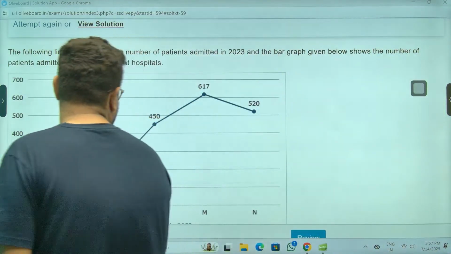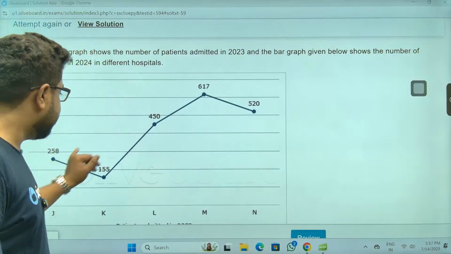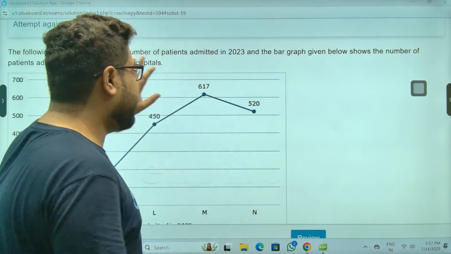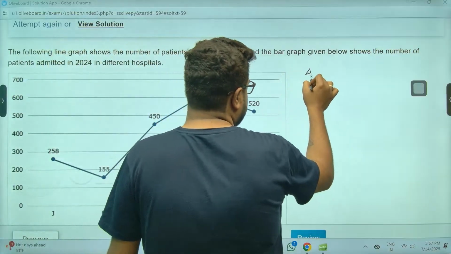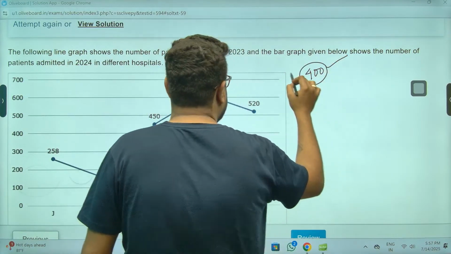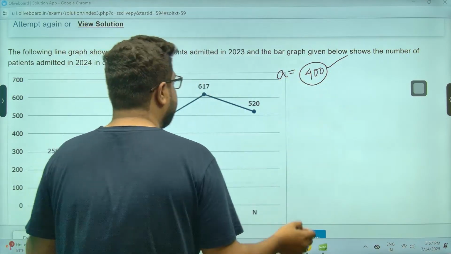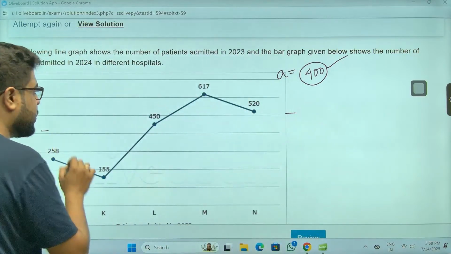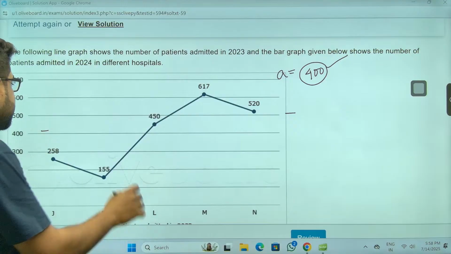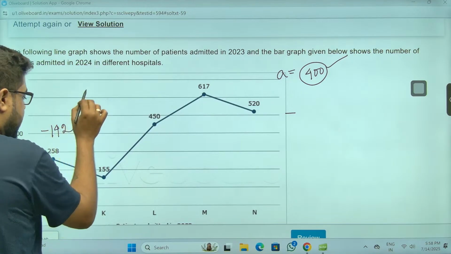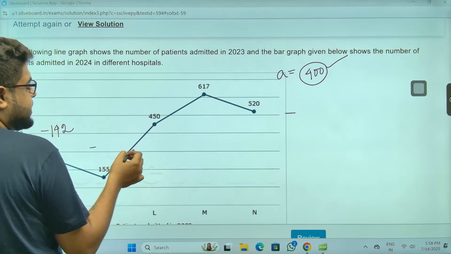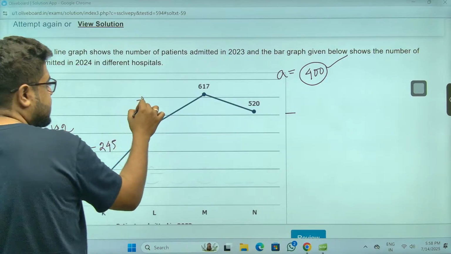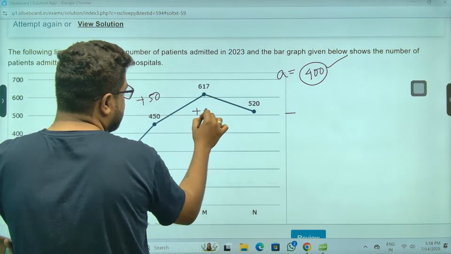Finding the average, sir. Sir, the values are such that if you want to add them, it will create a lot of trouble. Best to take an assumed mean, sir. 400 I'm taking as my assumed mean, sir. So 258 is how much less, sir? Let me write it here. 258 is how much less? 250, 150. So this will be, sir, 142. 155 is how much less, sir? 150, say this is 250. So 245. This is how much more? Plus 50. This is 217.